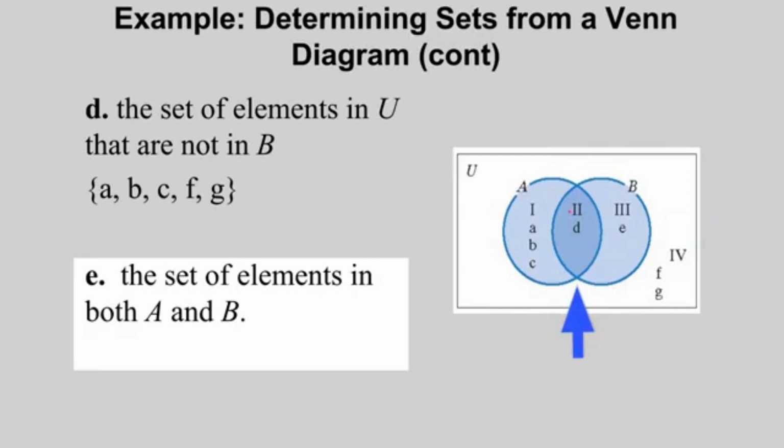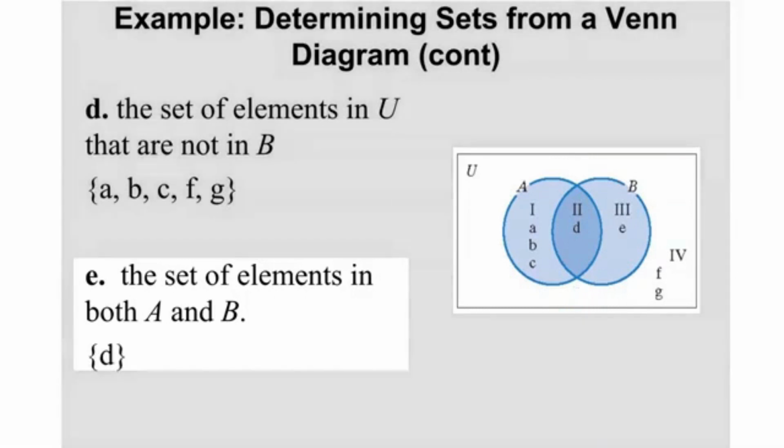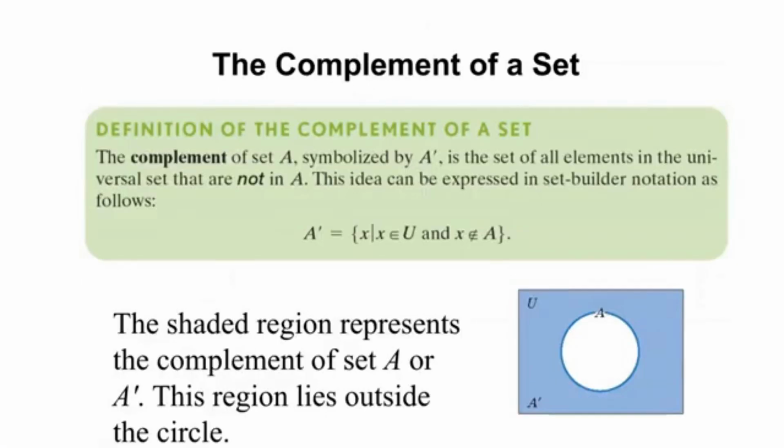The intersection of A and B is this region here, region 2. So that is the set containing D. Now let us define the complement of a set.